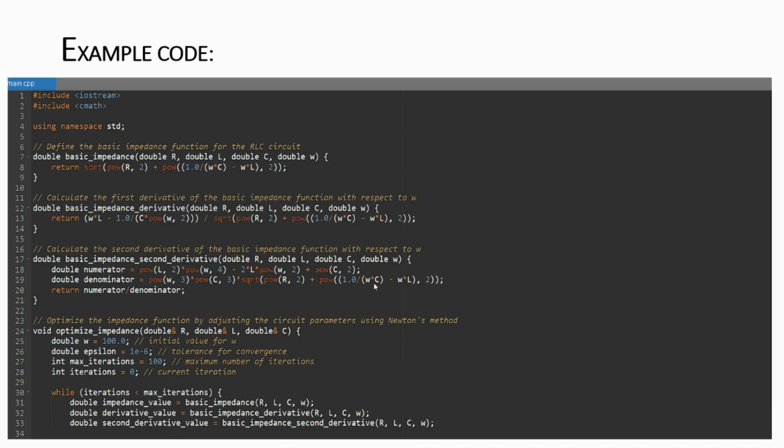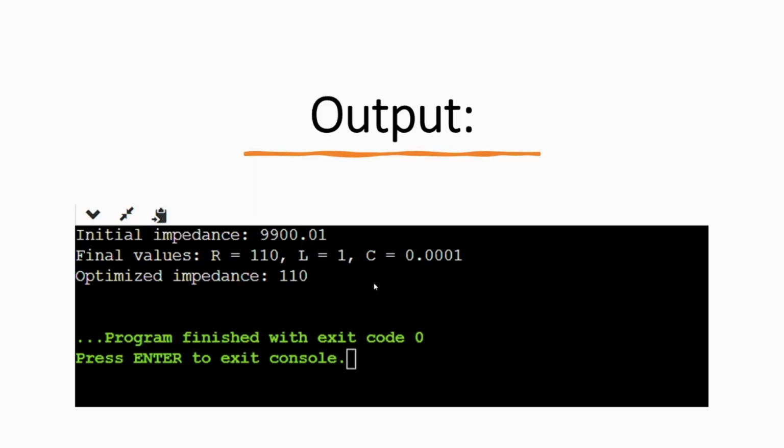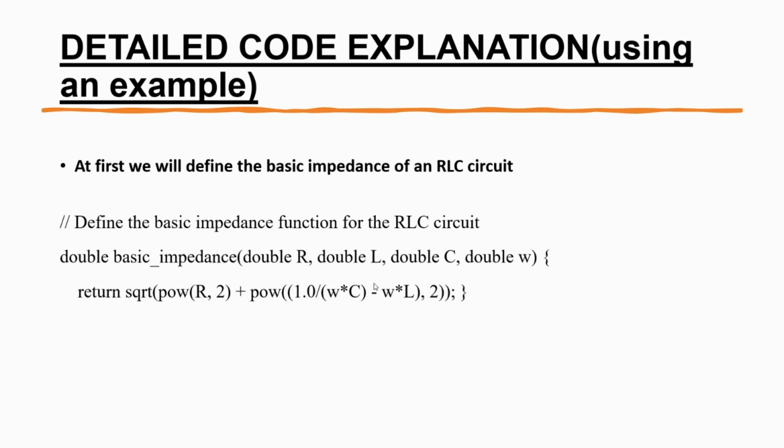This is an example. This is the complete code of what we discussed above. Now let's see the output we'll get when we run the code which is shown before. Now let's see the detailed code explanation. At first, we'll write a code which will define the basic impedance of an RLC circuit. I mean, in C++, we'll write the equation of the impedance.